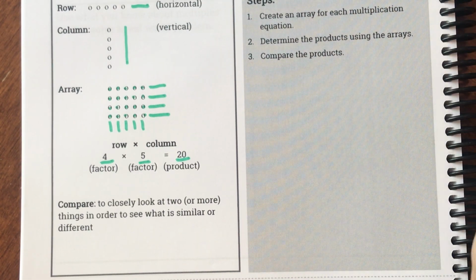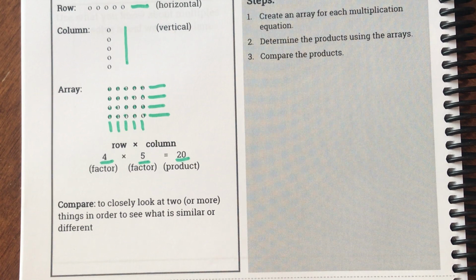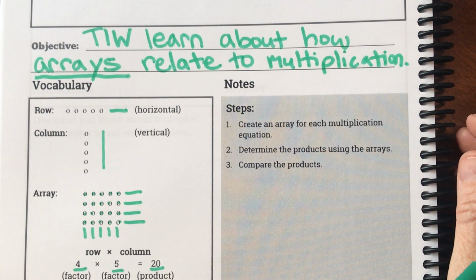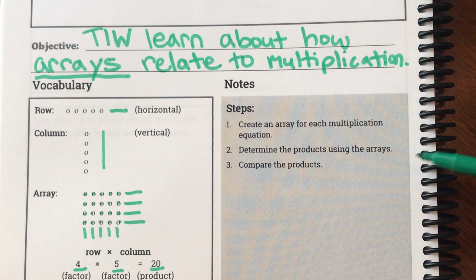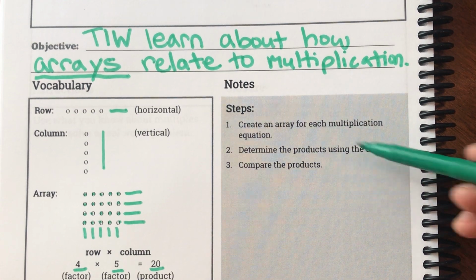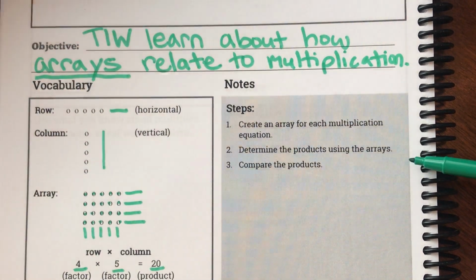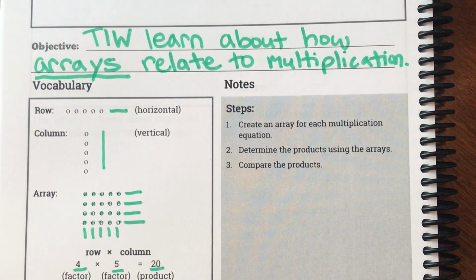Okay, our last word says compare, to closely look at two or more things in order to see what is similar or different. Okay, so our steps today are we're going to create an array for each multiplication equation. And then we're going to determine the products using the array. So we're just going to find the answer by using the array to count, and then we're going to compare our products. Okay, so I'm going to get started, friends, and show you what this looks like.